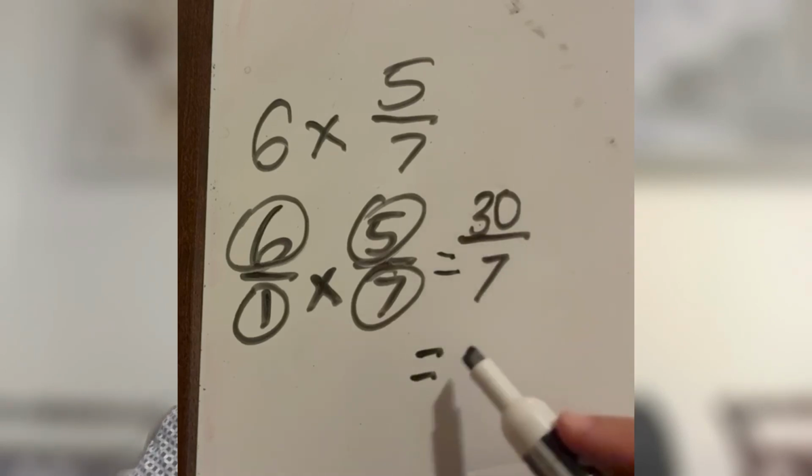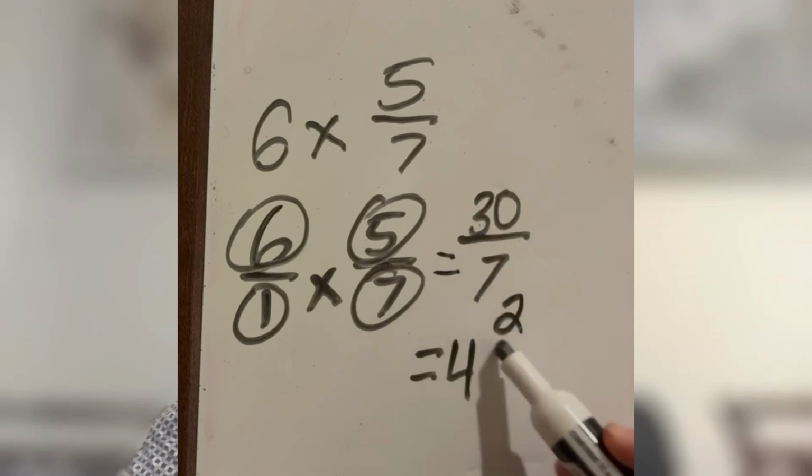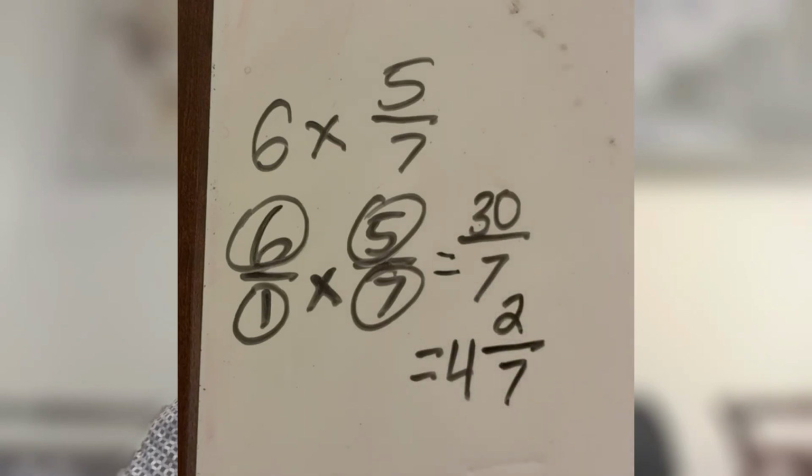So 7 can go into 30 4 times. 7 times 4 gives us 28. So we're going to have 2 7ths left over. So our mixed number is going to be 4 and 2/7.